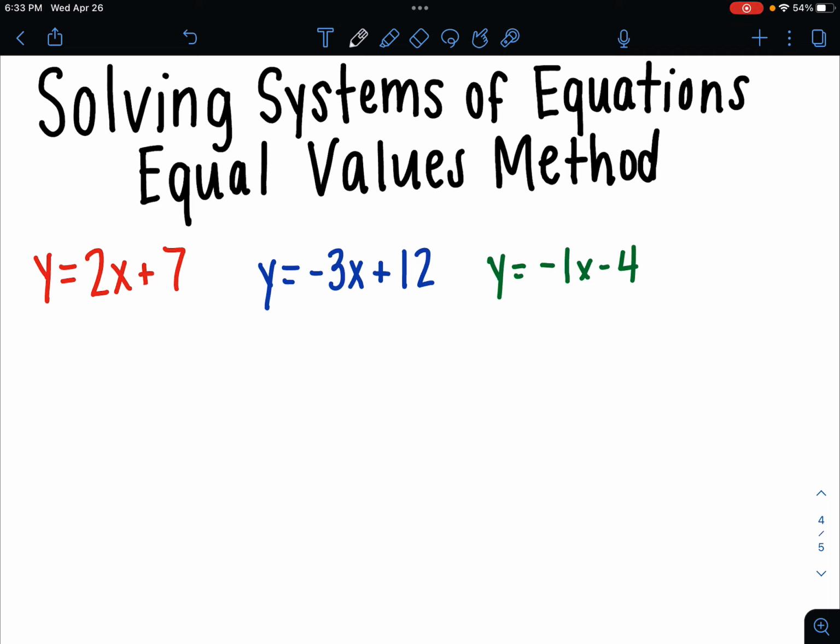It is perfect when you have equations like this that are in slope-intercept form. So I'm going to start by finding where these two equations, the red and the blue, are the same. Notice that 2x plus 7 is equal to y, and negative 3x plus 12 is also equal to y. Remember, a system of equations is where we're trying to find when those two relationships have a value that is exactly the same. So if we are assuming that y is the same, we can set those two equations equal to each other.